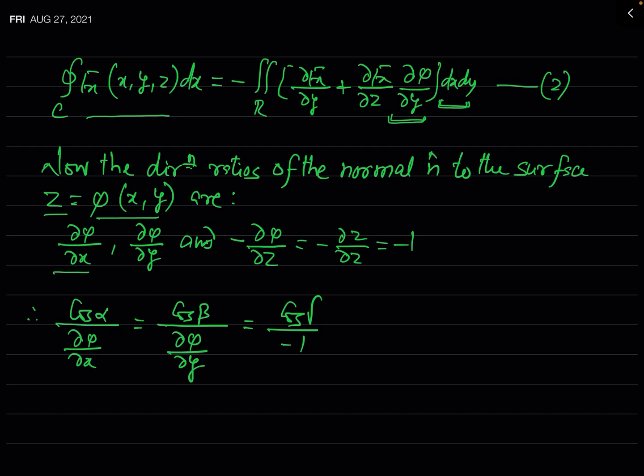Now we have to find the value of this del phi by del y. So from these two relations, you can easily find what will be del phi by del y in terms of cos beta and cos gamma. So this result implies that del phi by del y is equal to minus cos beta by cos gamma. So this is the value of del phi by del y in terms of the direction cosines cos beta and cos gamma.